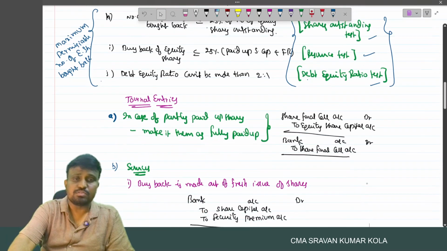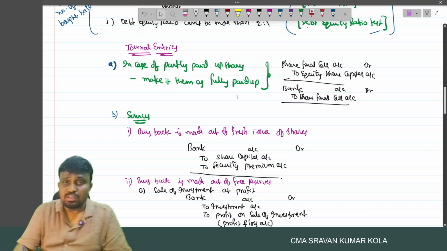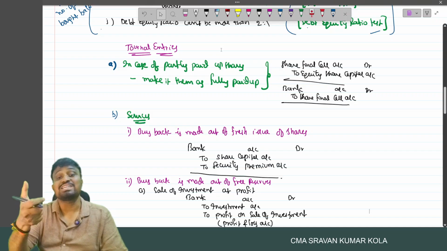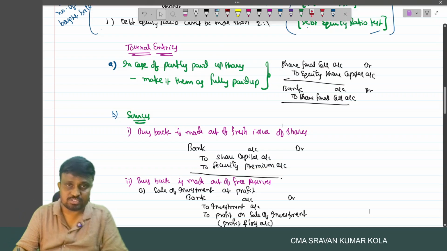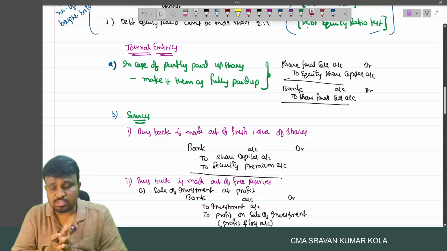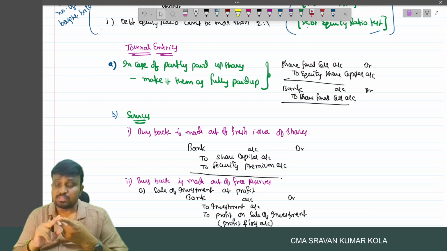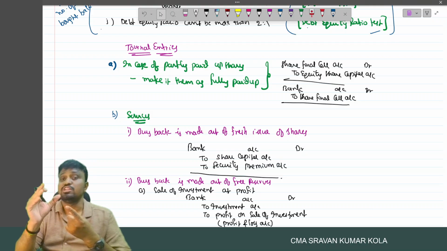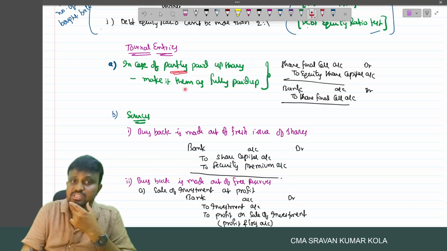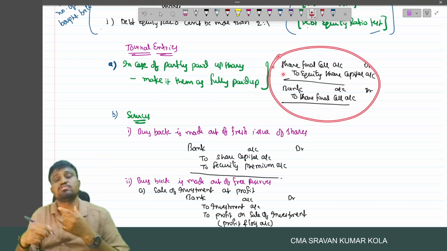Next one, these are the journal entries. First we discuss the journal entries, and later the maximum number of shares to be bought back will be discussed. Coming to the journal entries, first remember whether the given equity shares are fully paid up or not. If the equity shares are not fully paid up, then we have to make them fully paid up. Already I told you how to make them fully paid up.